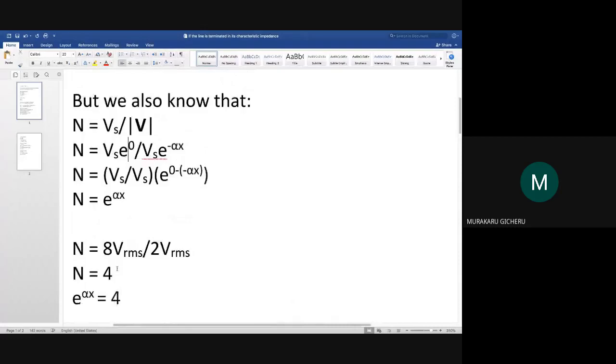So we are told in the question that V1, the input voltage, is just 8 VRMS, and the output voltage is 2 VRMS. The VRMS will cancel, 8 divided by 2 is 4. So n is equal to 4, and e to the power alpha x is also 4.